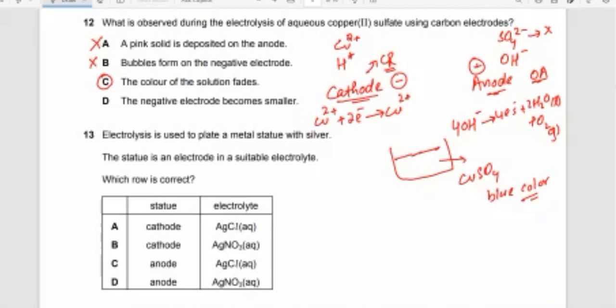The negative electrode becomes smaller. No, it has no concern with the negative electrode, it is not used. So C is the correct option.